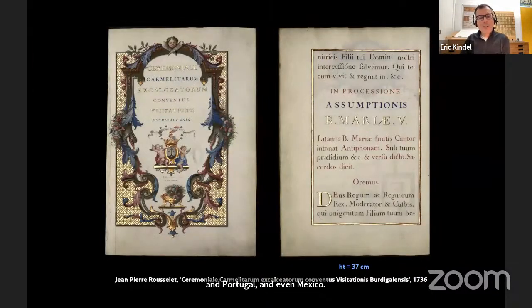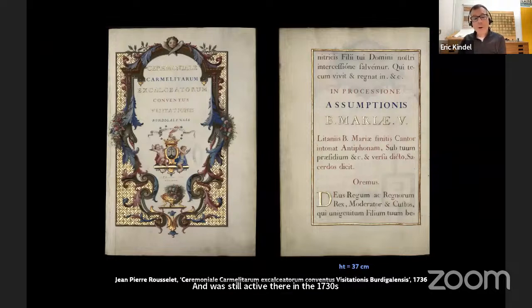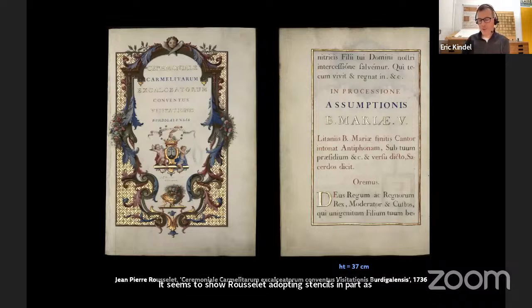Back in France, stencils were also used by some of the most skilled writing masters, including Jean-Pierre Rousselet, who began his career in Paris in the late 17th century and was still active there in the 1730s. Here's a very fine prayer book he made in 1736 for a Carmelite convent in Bordeaux, kindly brought to my attention by Ewan Clayton. It seems to show Rousselet adopting stencils in part as a labor-saving measure, since they are used for the main text that runs across some 70 pages of this book.